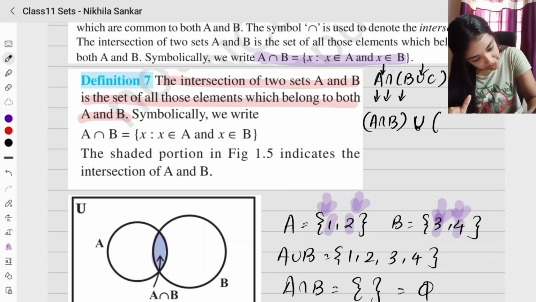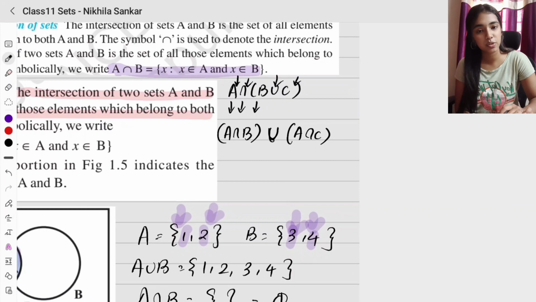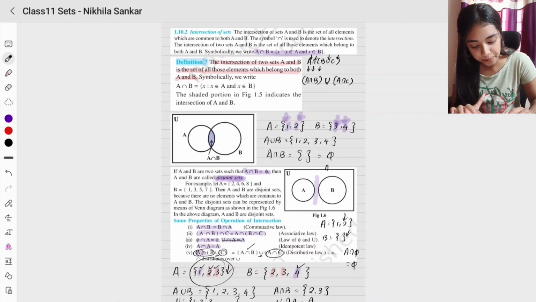Then I have A intersection C. A intersection C. Okay, இது வந்து distributive property. So this is going to be my distributive property. You will see when you are solving more examples. Okay, please copy this.